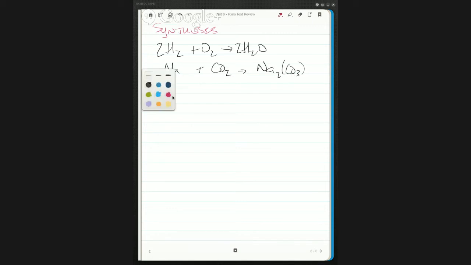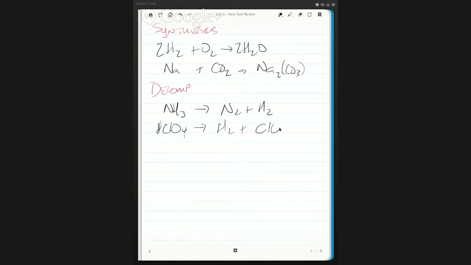Okay, now decomposition. You can have NH3 breaking down into N2 plus H2, one thing becoming two things. You could also have HClO4 breaking down into H2 plus ClO4, let's just say. So that happened. Okay, so here's a compound, and that's okay. And remember, it's just one thing becoming two things.